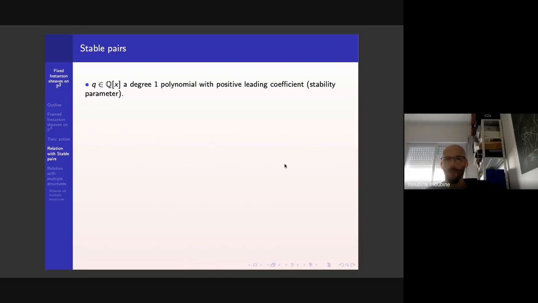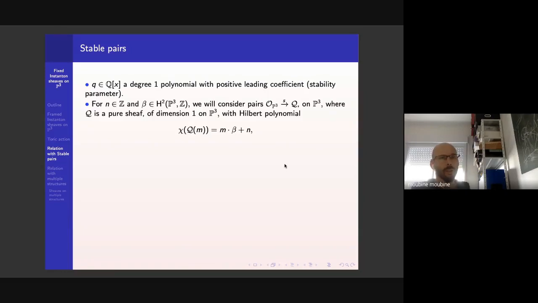Okay. So now let me tell you about stable pairs. These were introduced by Pandharipande and Thomas as generalizations of coherent systems studied by Le Potier and many other authors. So we fix a polynomial with positive leading coefficient. This is the stability parameter. And then n an integer and beta a cycle in H2(P3, Z). So in the definition, I'm writing many things in terms of P3, but they hold for smooth 3-folds.